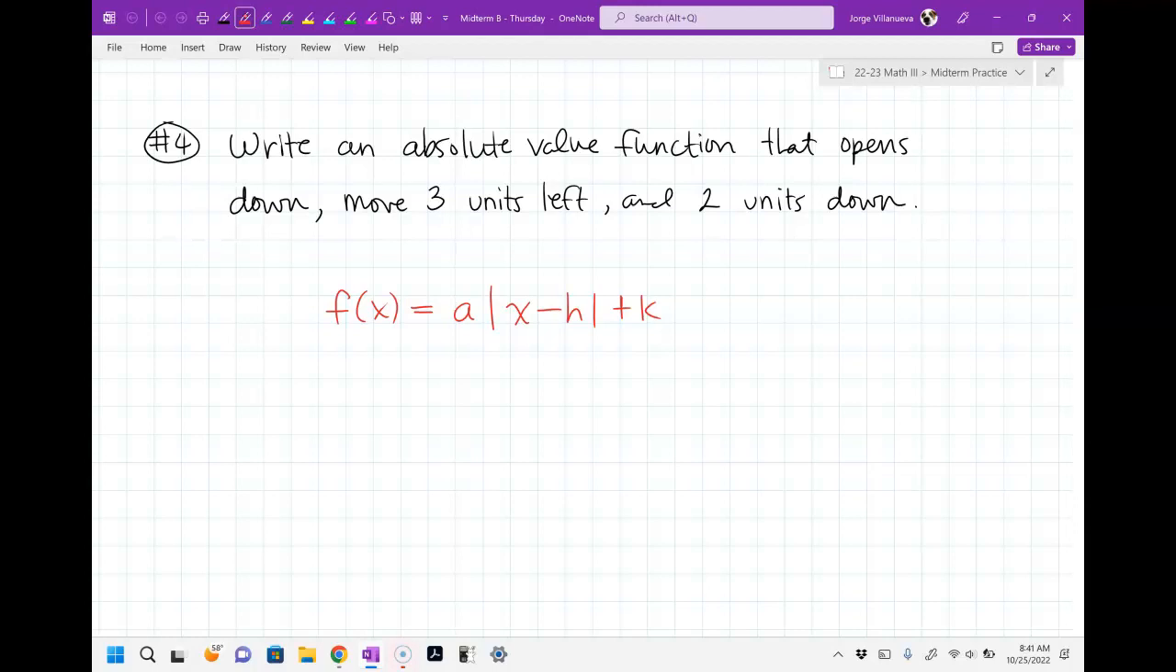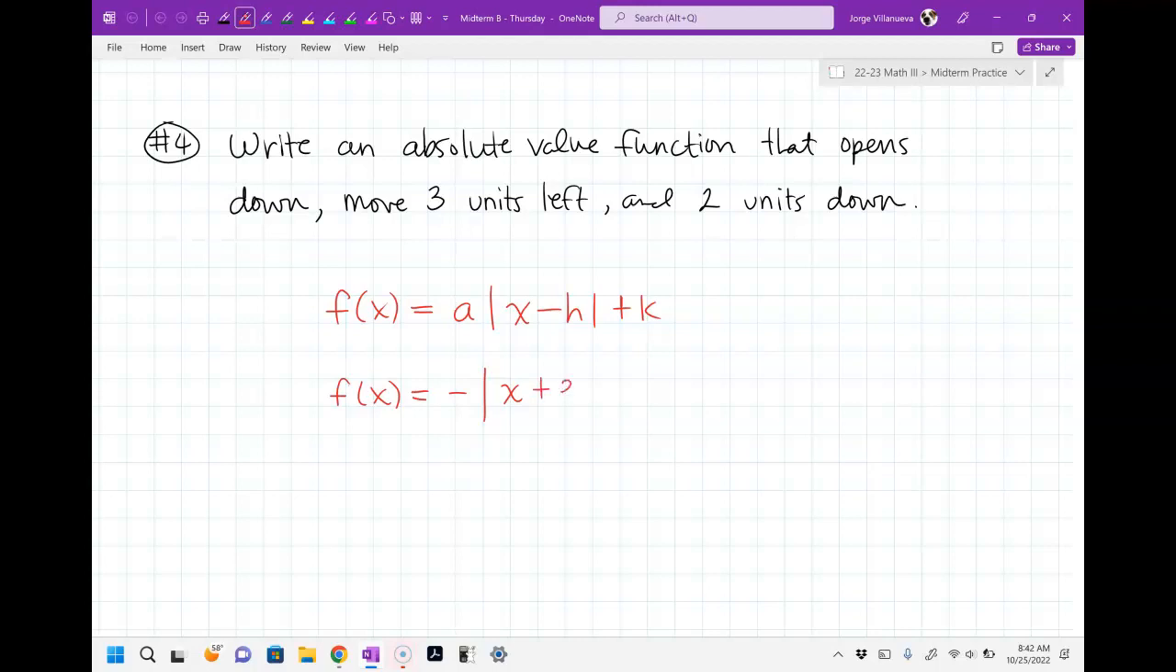If they don't tell you the amplitude, the A value, then what do we assume it is? It's a 1. Now, they did say it opens down, so what happens with A? Is it positive or negative? Negative. So you're going to say, okay, f of x equals -1 times the absolute value of x. All right, now it says 3 units to the left. So should I put +3 or -3?